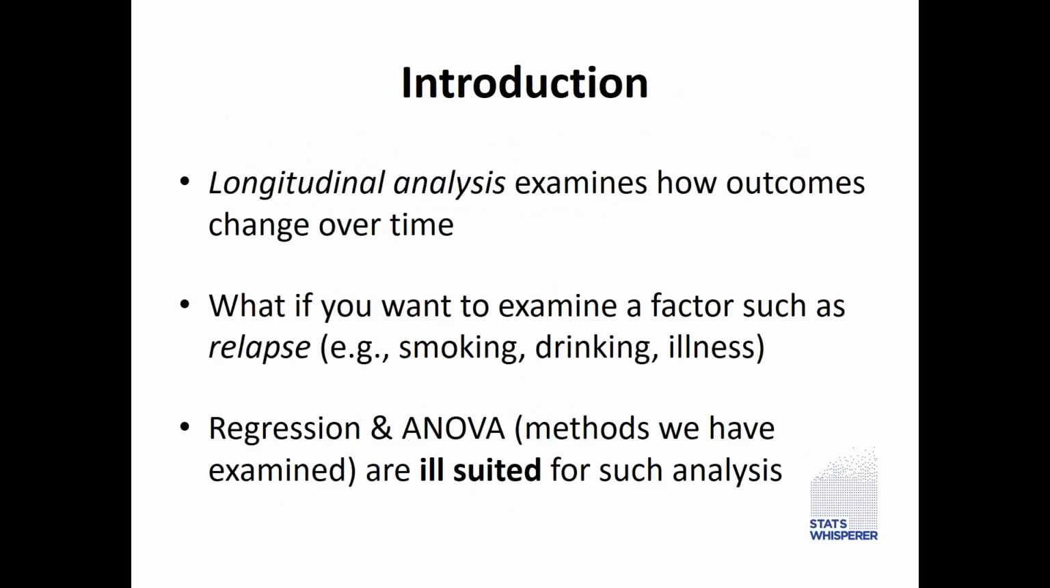Longitudinal data analysis examines how outcomes change over time at specific points, right? However, what if you wanted to examine a factor such as relapse of smoking, drinking, or illness over a period of time when you didn't know when it would occur? In this case, the traditional methods we've been looking at, such as regression and different forms of analysis of variance (ANOVA), are ill-suited for such an analysis.